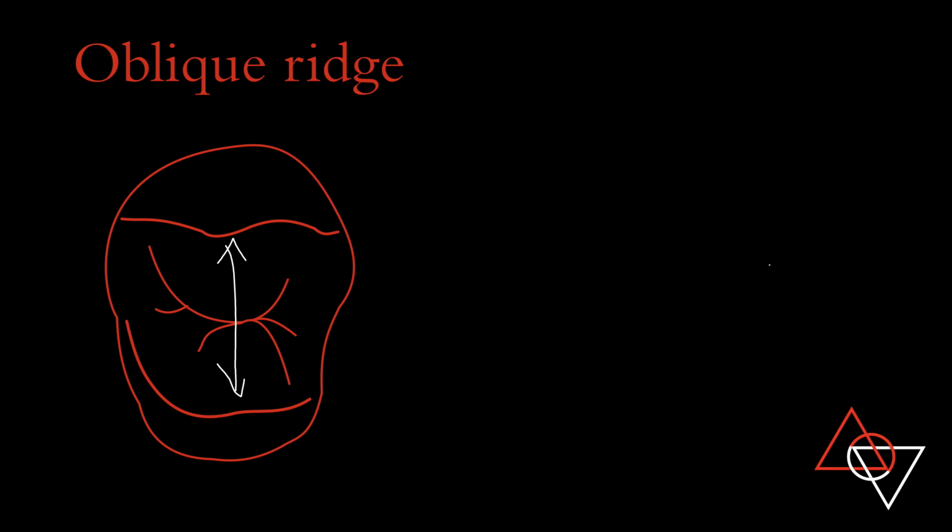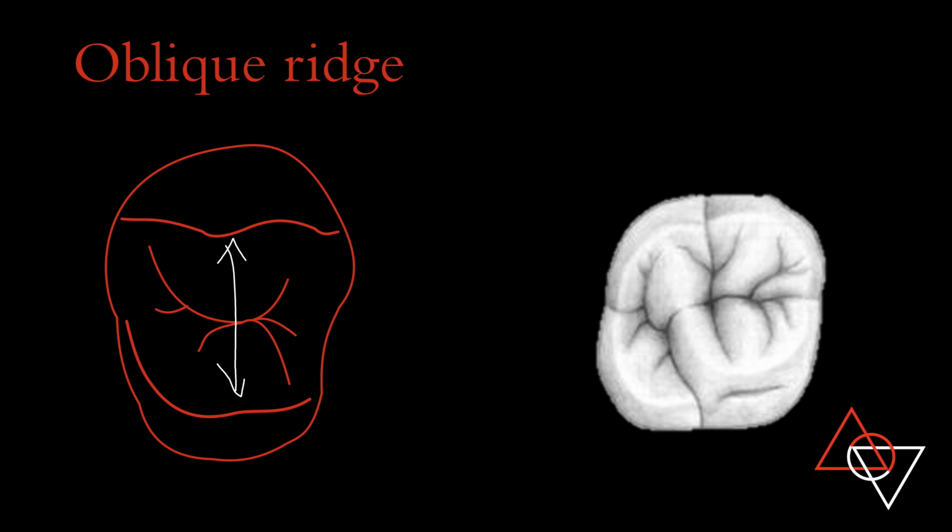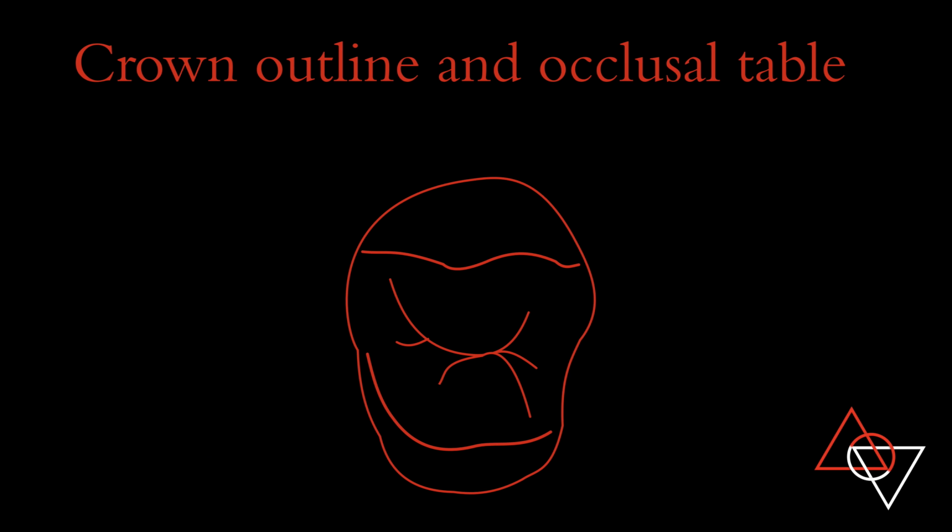But there's one more type of ridge on the occlusal surface, and it's called an oblique ridge. An oblique ridge is very easy to remember. It's the same as a transverse ridge, it just doesn't go in a straight buccolingual direction, it goes in a diagonal direction. So this one right here would be an oblique ridge. Basically, what this means is now we can find a lot of things together on this tooth.